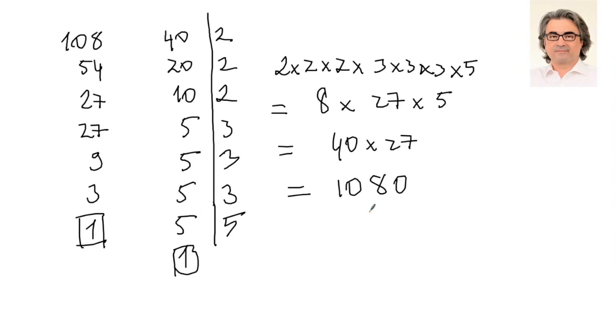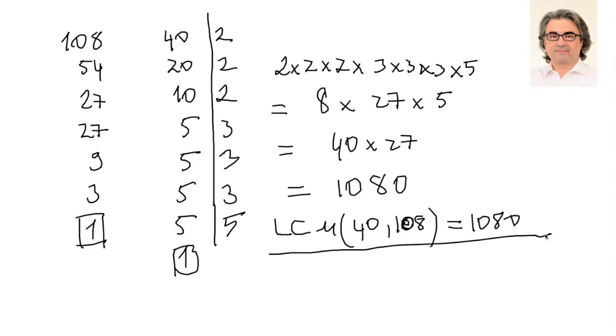1080. So 1080 is the smallest number which is divisible with 40 and 108. And the least common multiple, of course, of these two numbers, 40 and 108, is 1080. Now this is the least common multiple of 40 and 108.